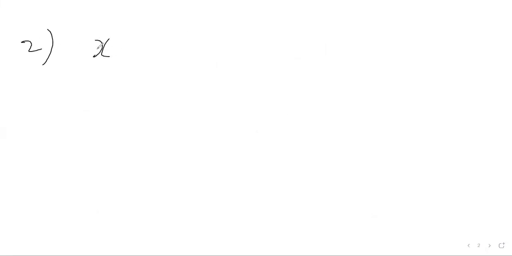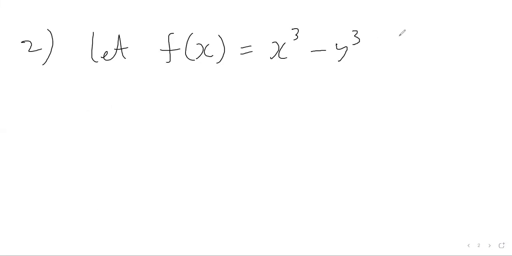What I'm going to do is call this x cubed minus y cubed a function. I'm going to call it f of x. So f of x equals x cubed minus y cubed. I'm just going to specify that y is a fixed number, a fixed real number, so it's not a variable. So we've got a function of x, and this is the function.